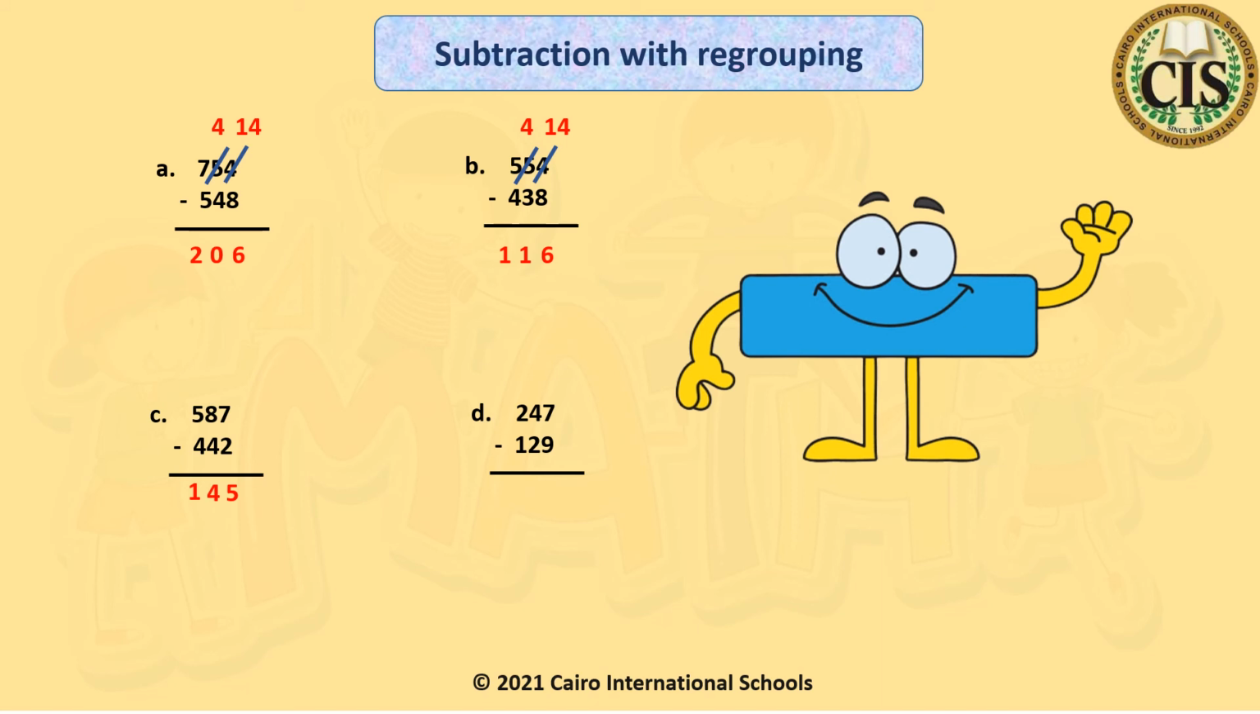247 minus 129. 7 minus 9. Do we have more on top? No. So we will go to the next door and knock, knock, knock. 4. Can you please give me 10? 4 will say yes. So 7 becomes 17 and 4 becomes 3. Now 17 minus 9. Count from small number to big number. After 9, 10, 11, 12, 13, 14, 15, 16, 17. How many fingers do we have? 8 fingers. So we will write 8. 3 minus 2 equals 1. 2 minus 1 equals 1.